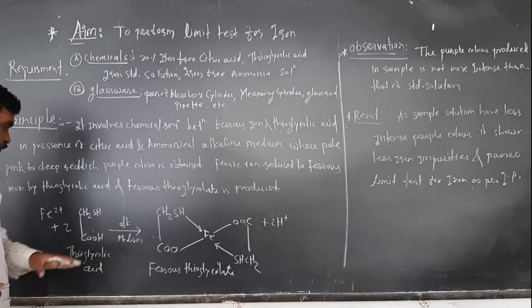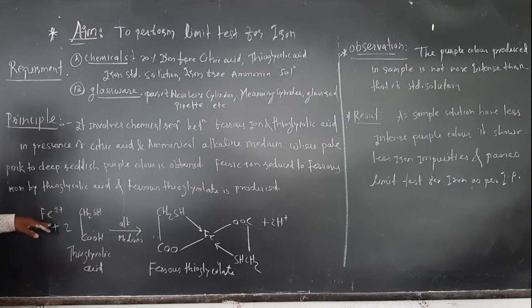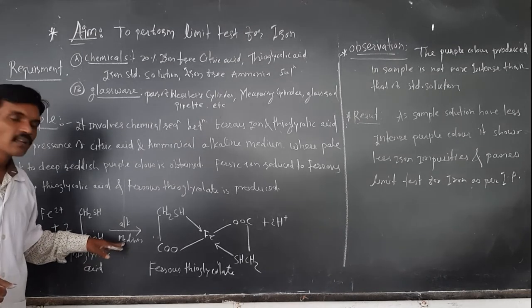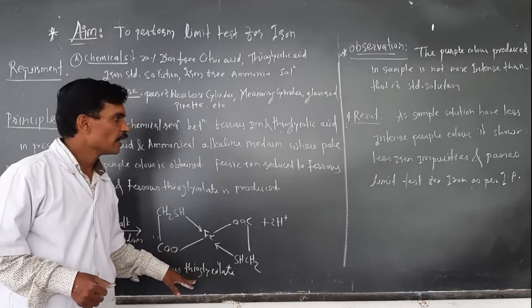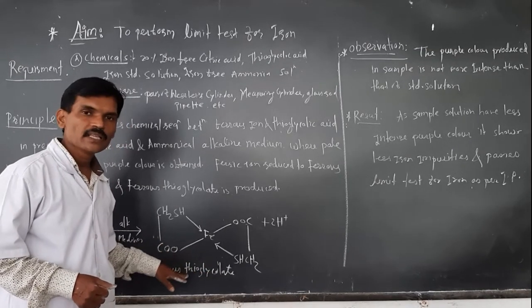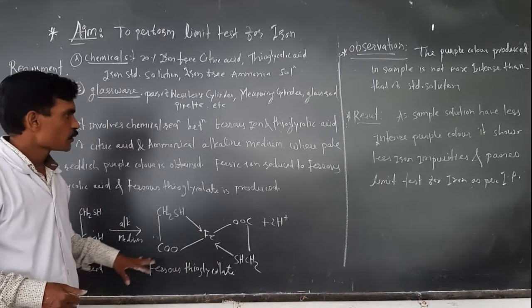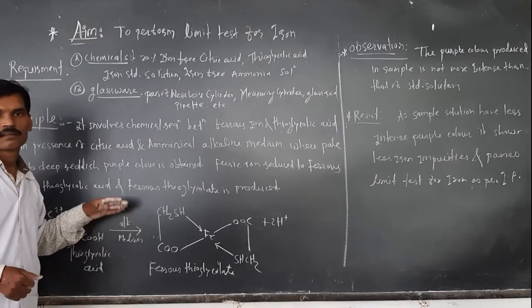This gives the color to the solutions. If we look at the chemical reaction involved here, the ferric ion when treated with thioglycolic acid in alkaline medium gives the formation of ferrous thioglycolate, which shows a pale pink or reddish purple color. So this is the simple principle behind today's limit test.